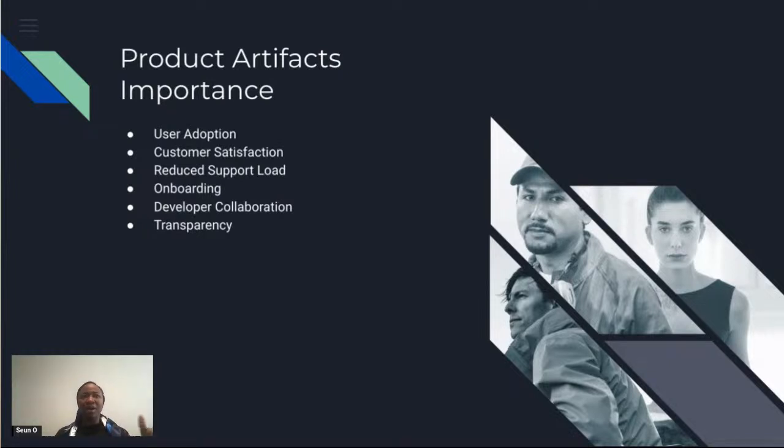Also, when you have artifacts to teach your customers how to use your product, it reduces the load for the support team as well, because the customers then do not have to go to support to say, "Oh, this thing is not working," because they understand. It's also very important for onboarding.